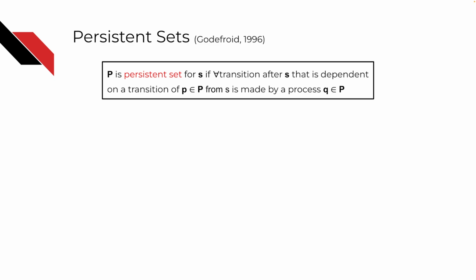Now, I will explain our dynamic algorithms that are built on top of the static algorithm. Note that these algorithms are for restricting the exploration of processes from the states that are not restricted by the static algorithm. Before going into details, I would like to introduce some definitions. We say a set of processes P is a persistent set for a state S if all the future transitions after S that are dependent on a transition from S in P are from P.